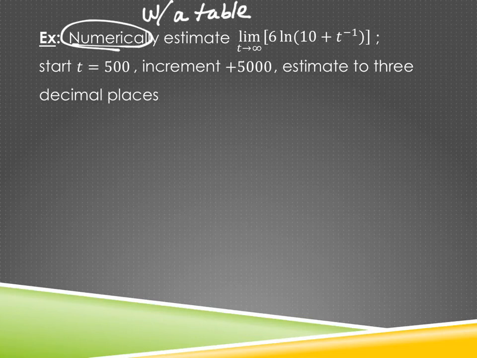So we've got an equation. The equation part of it is right here. And that part is what we're going to put into y1. Okay? It says that we are going to start with t equal 500, and we're going to increment by 5,000 to estimate. So it's telling us how we're going to do the incremental estimations as well. So let's go ahead and enter this equation into y1 and go from there.